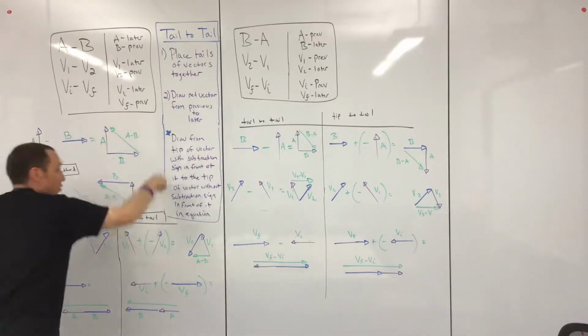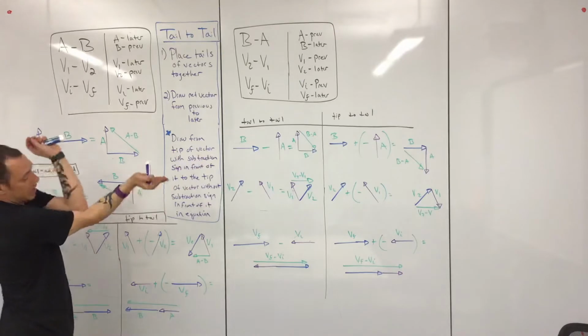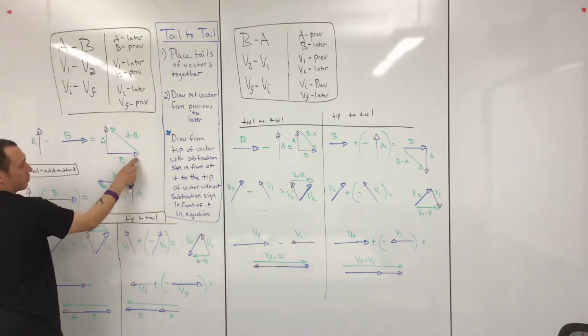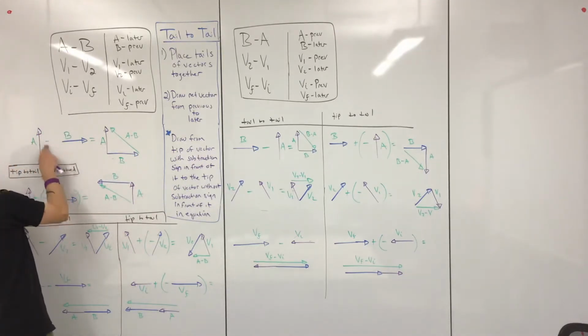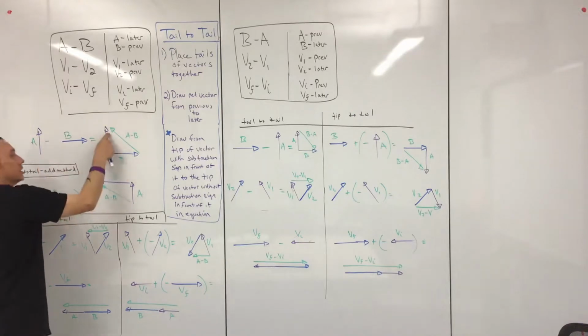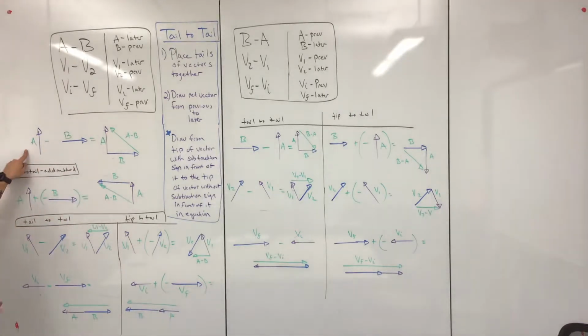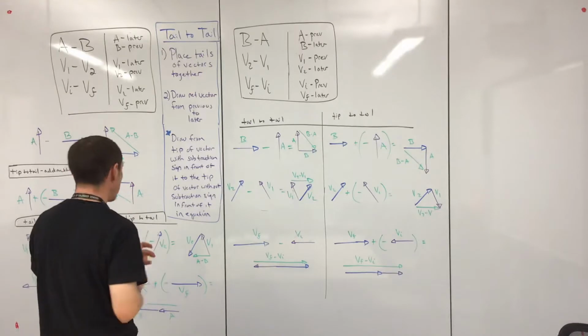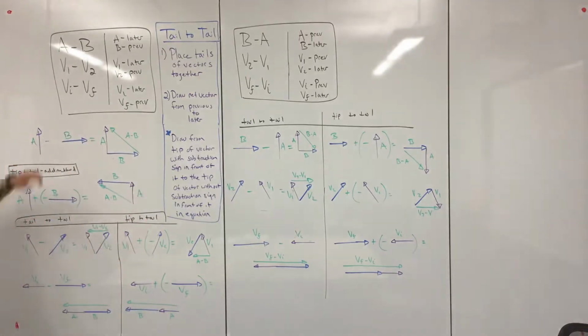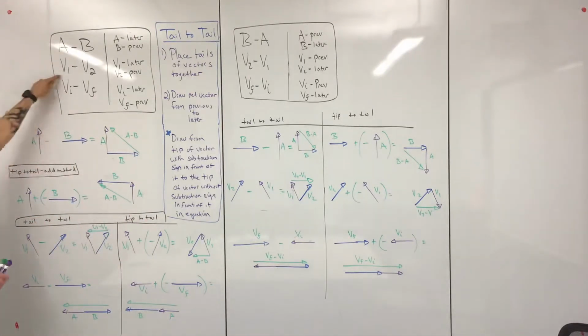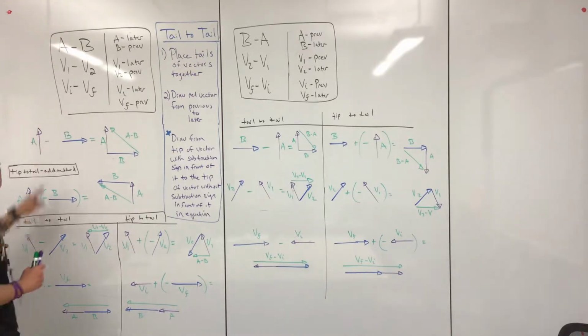If you place them tail to tail, you can always draw the net vector from the tip of the vector with the subtraction sign in front of it to the tip of the vector without the subtraction sign in front of it. All right, so let's look at both of these. We're going to look at A minus B, V1 minus V2, and VI minus VF. Here I just went through the example, so let's do it again.